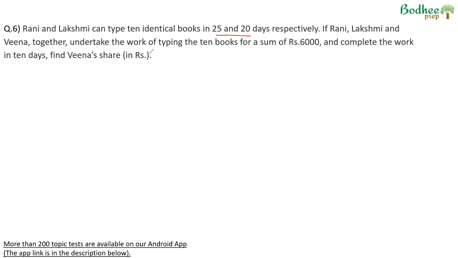Now, if we look at Rani, because Rani does the work in 25 days, in 10 days Rani will do 10 upon 25 of the work, which will be 2 by 5 of the work. If we look at Lakshmi, who does the work in 20 days, in 10 days she will do 10 by 20, which is 1 by 2 of the work.